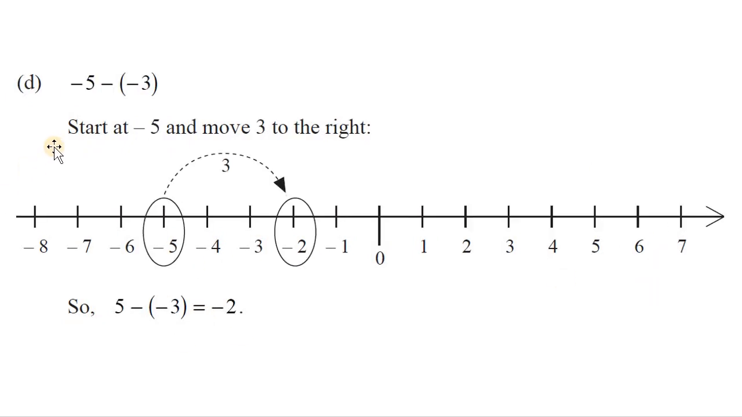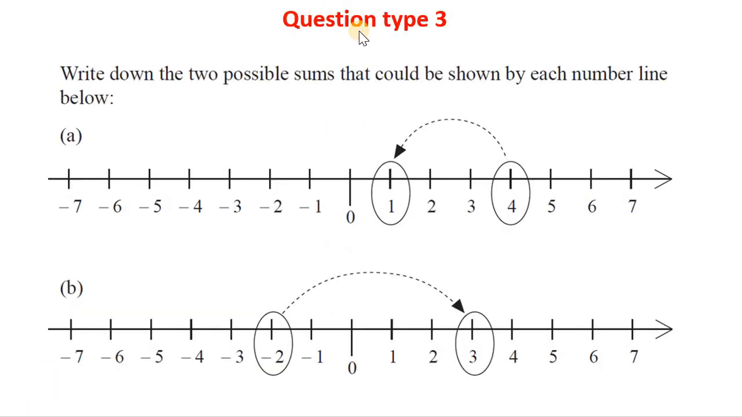Next question. Minus 5 minus minus 3. Again you start with minus 5. Since this is minus of a negative quantity, you have to move right. How many places? 3 places. So 1, 2, 3. You arrive at minus 2. That's it. Now this is the third type of question. The first was addition, second was subtraction.